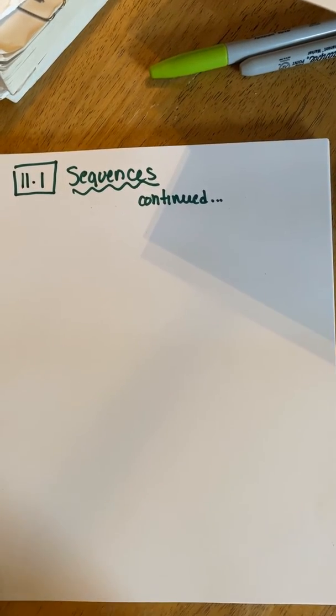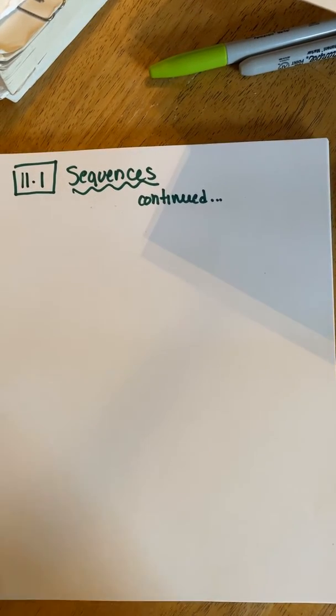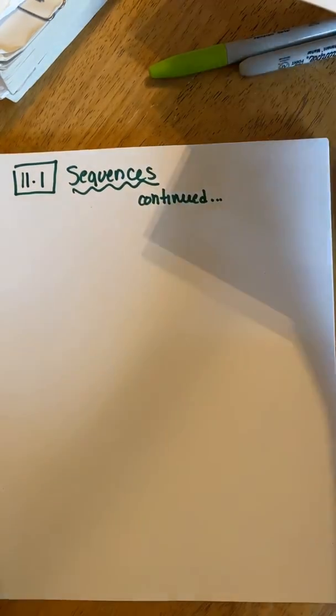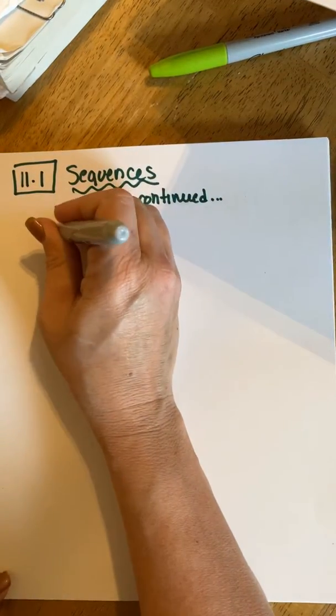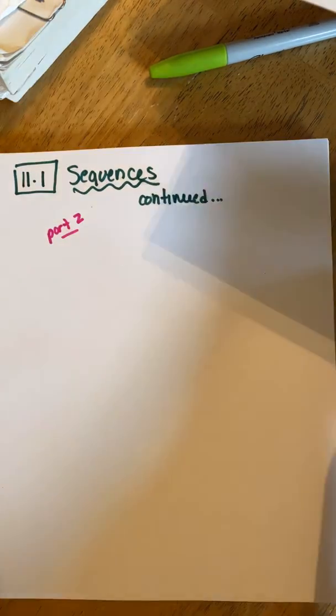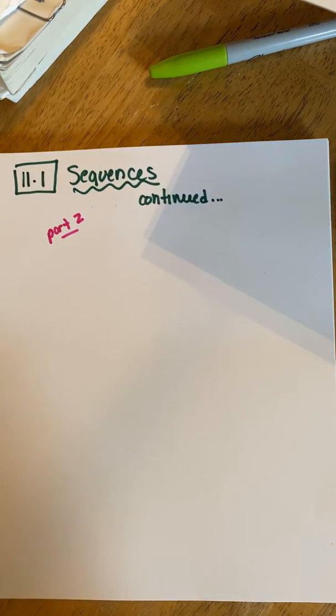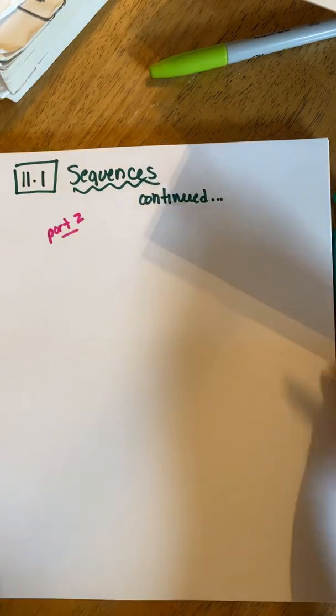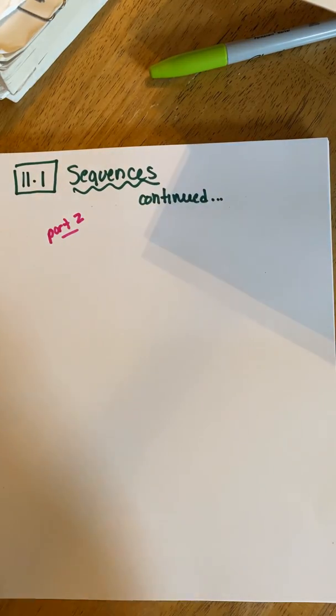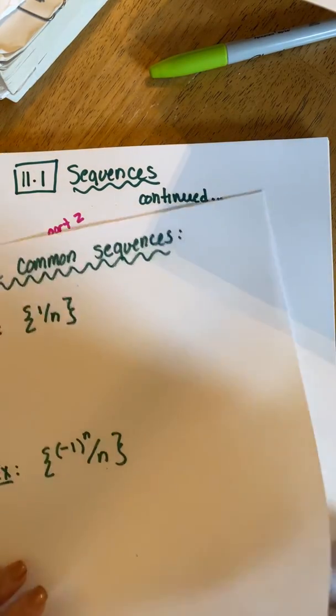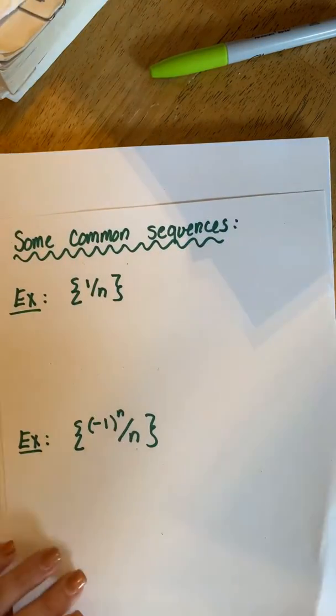All right, guys, took a little break. Now let's look at some common sequences. So we are still in 11.1. This is part 2, technically part 3, because part 1 I had broken in half because of a phone call. Uh-oh, I forgot to put my phone in Do Not Disturb, so let's hope I can get through these without my phone ringing again. Anyway, some common sequences.